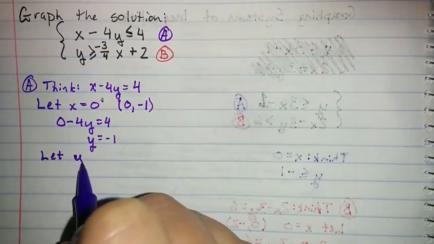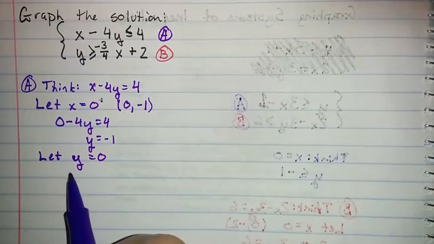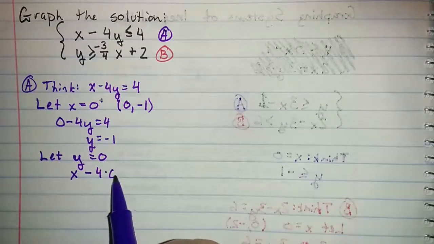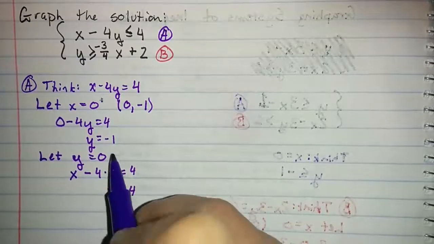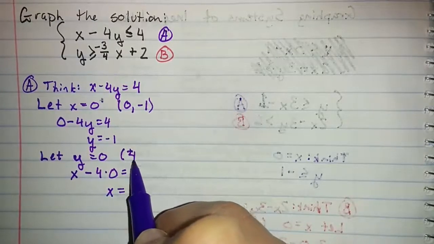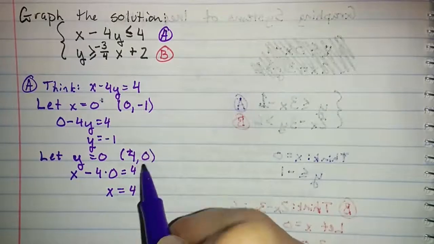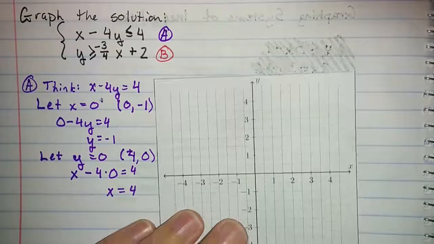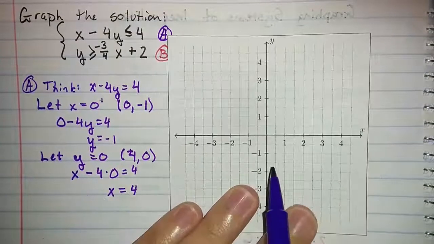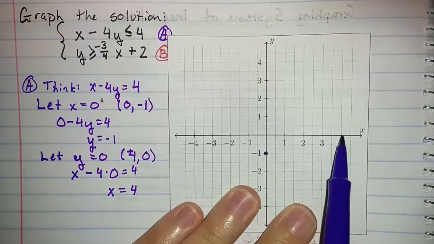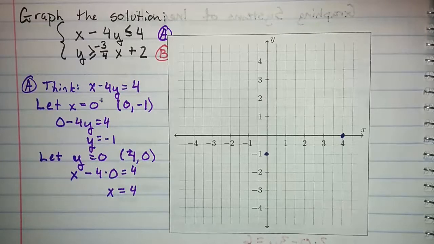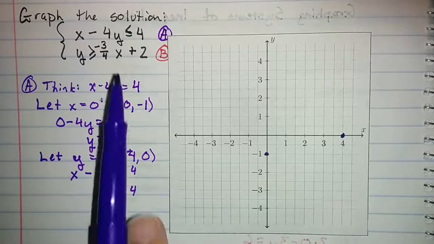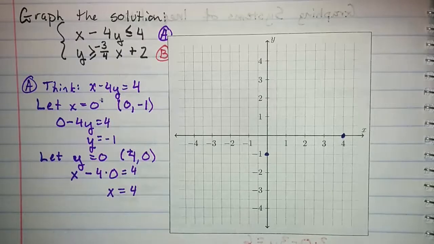Now I'm going to try with y equals 0. I'll get x minus 4 times 0 equals 4. That's just x equals 4. So I'll have the point (4, 0). Alright, let's plot these points. (0, -1), (4, 0). Do I want a solid line or a dashed line? This is less than or equal, so I want a solid line.